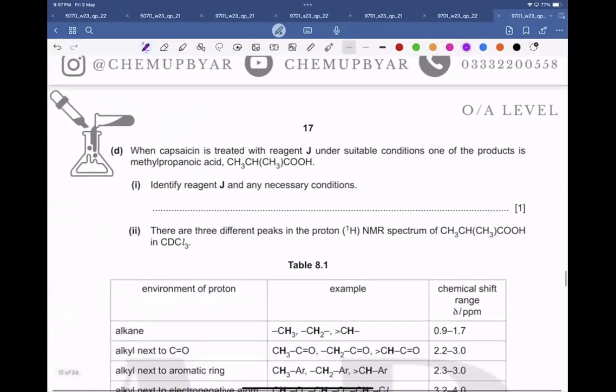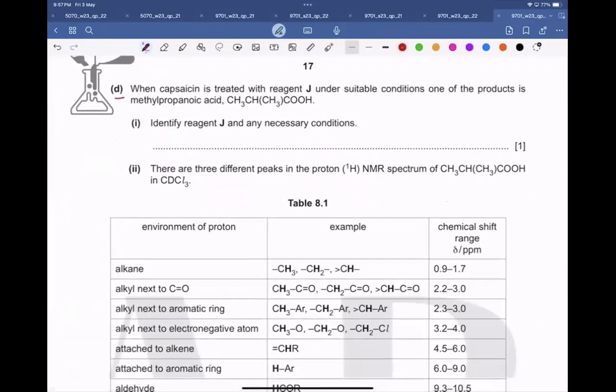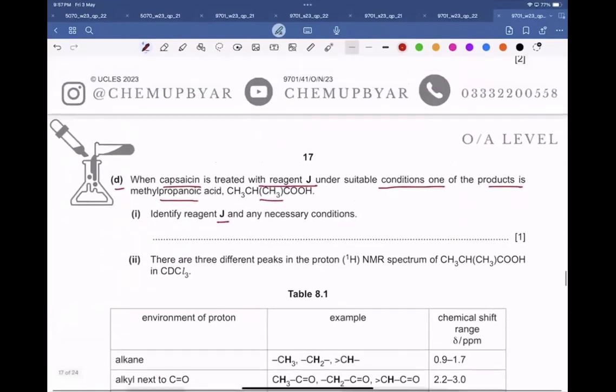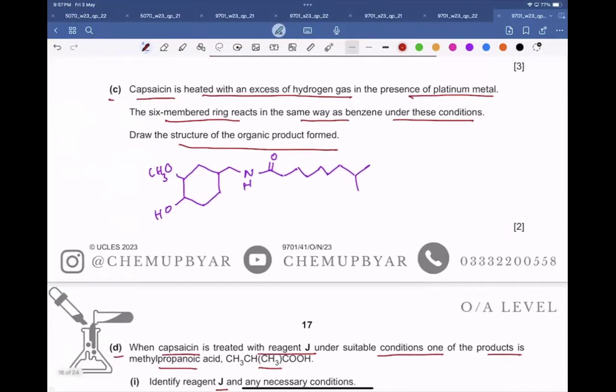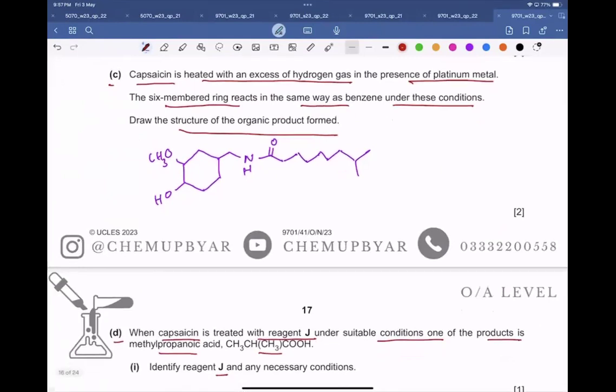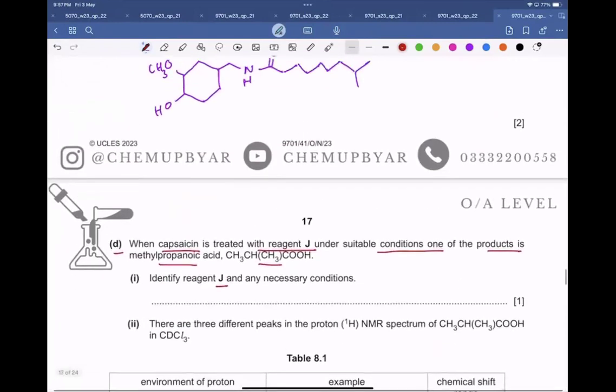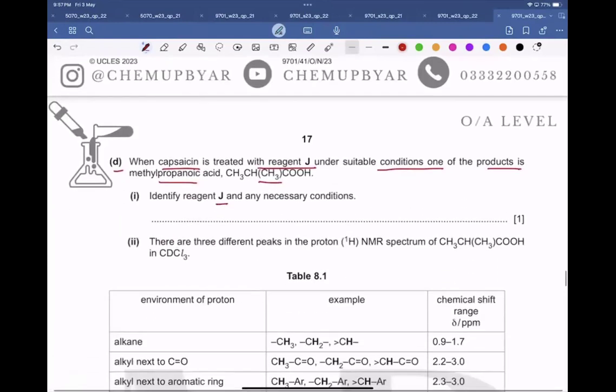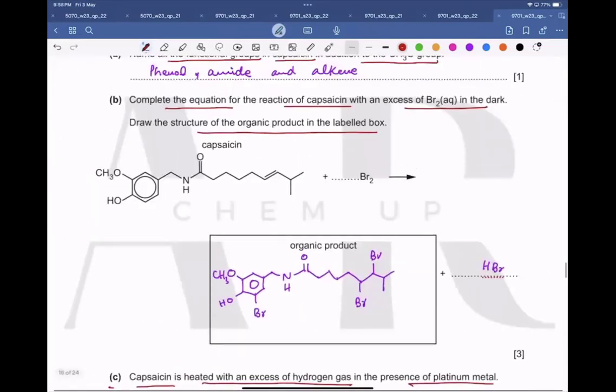Okay. Now D part. When capsaicin is treated with the reagent J, under suitable conditions, the product is methylpropanoic acid. Identify reagent J. So we are getting a methylpropanoic acid.